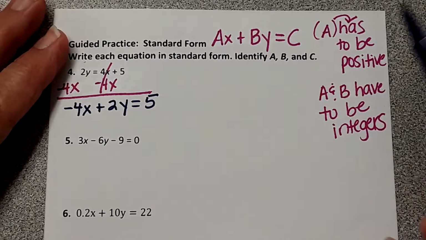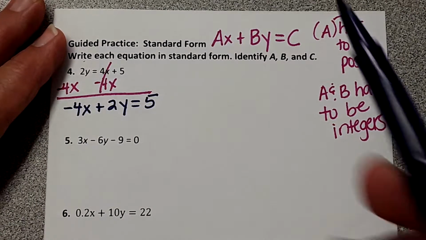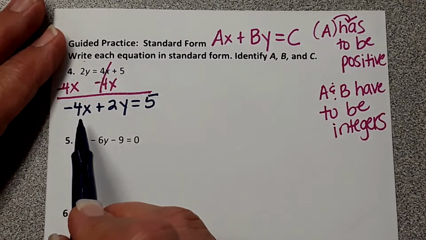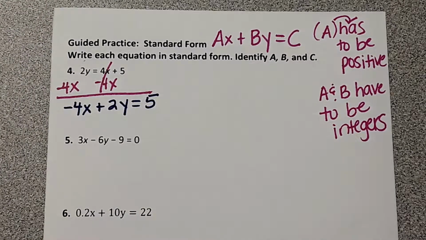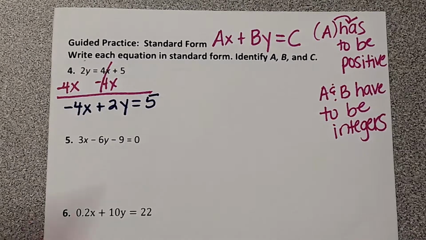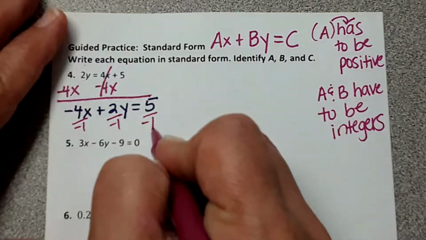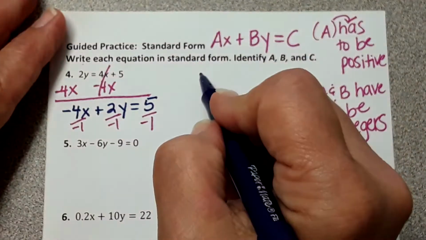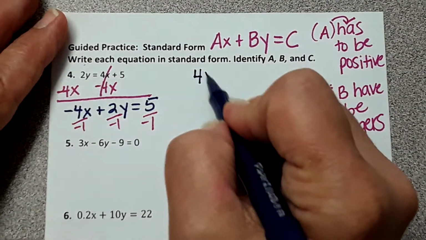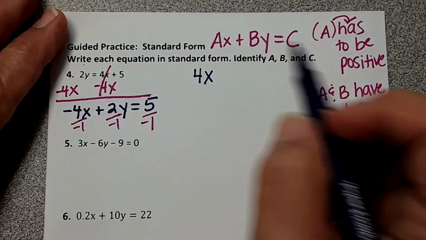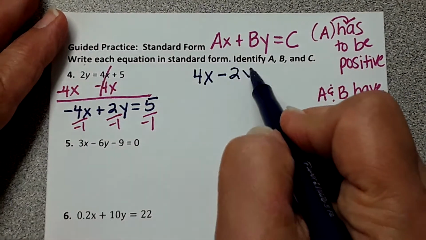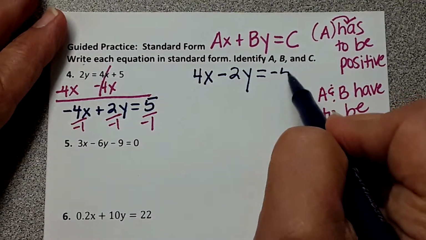The problem is that I just told you that A has to be positive. So in order for A to be positive, you either divide everything by -1 or you multiply by -1. It's going to give you the same answer. I just divide everything by -1. And then I have positive 4X minus 2Y equals -5.